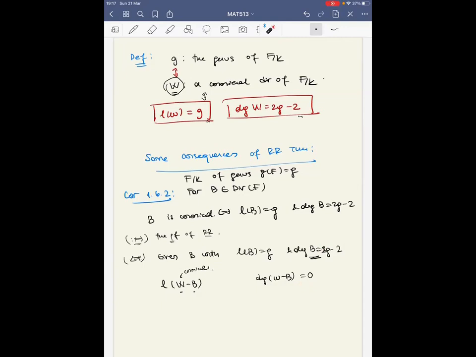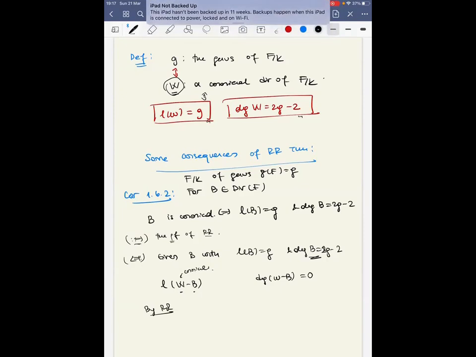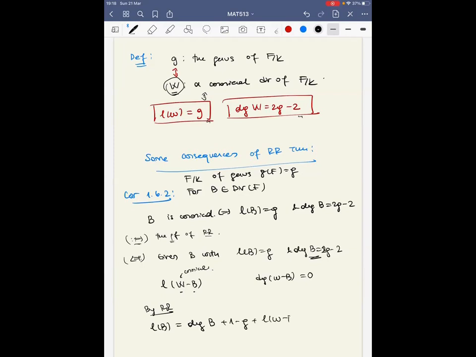And on the other hand, by the Riemann-Roch theorem, we also know that its dimension is equal to its degree plus 1 minus G plus the dimension of L of D minus W. And by the assumption, this is G, this is 2G minus 2, and this shows us it is of dimension 1.